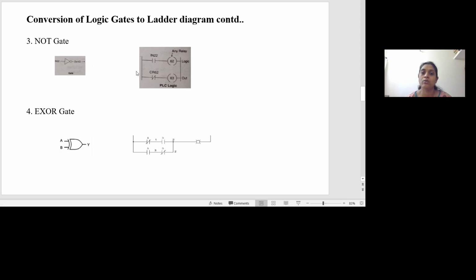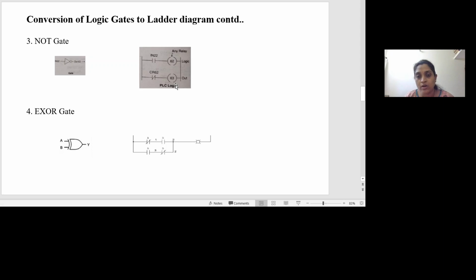Now we will see how the inversion will take place. I'll assume a case wherein the input is 1. The contact IN22 is energized, so this closes. Hence, coil 62 is energized. When 62 is energized, I have a contact by name CR62, and it is taken as an NC contact. So whenever the coil 62 is energized, this will energize the contact CR62. When this is energized, the contact will open.